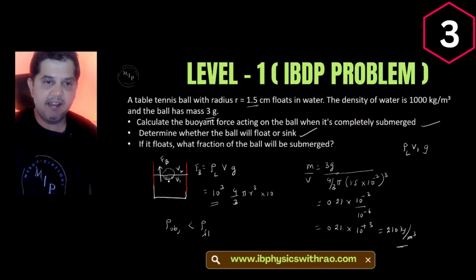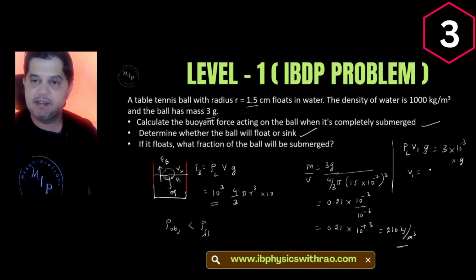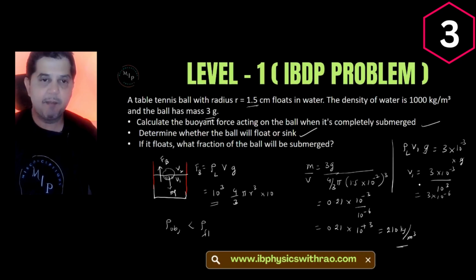If it is acting like this, then the ball should be thrown out, right? Why is it not going upwards? Because mg is acting downwards. So what is the value of mg? mg is already known to you, which is 3 times 10 power minus 3 multiplied by g. This g and g will go away. So I can find out the value of V1 here. V1 can be written as 3 into 10 power minus 3 divided by rho L. What's the value of rho L? 10 cube. So V1 should now be equal to 3 into 10 power minus 6, which is nothing but the volume of the ball which is inside.